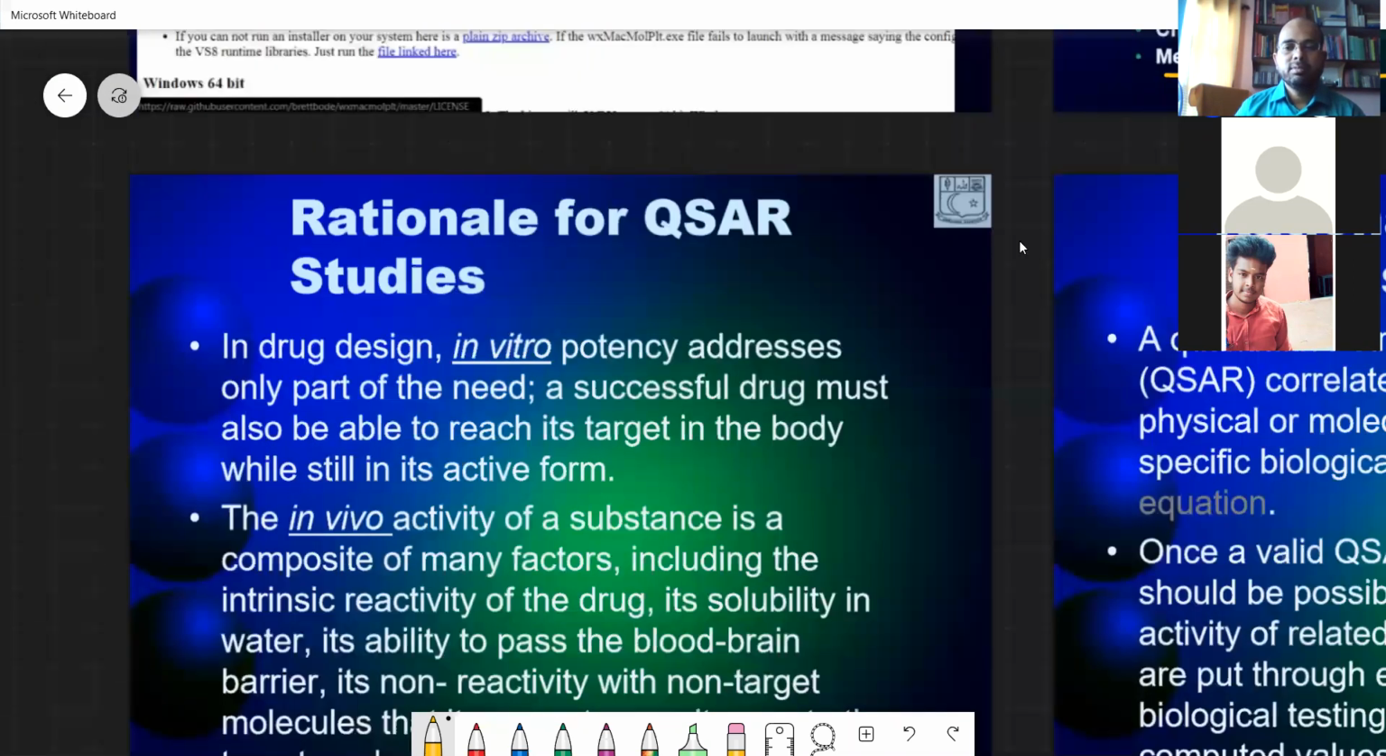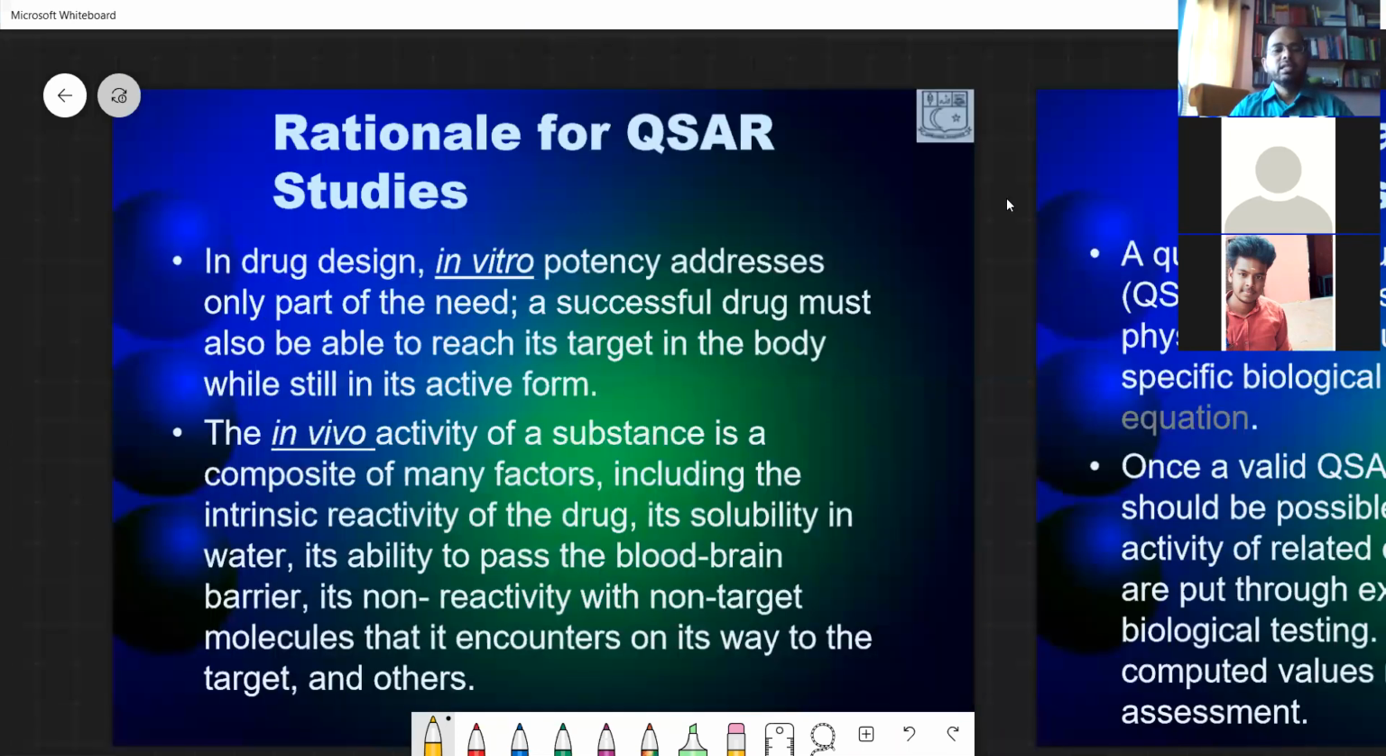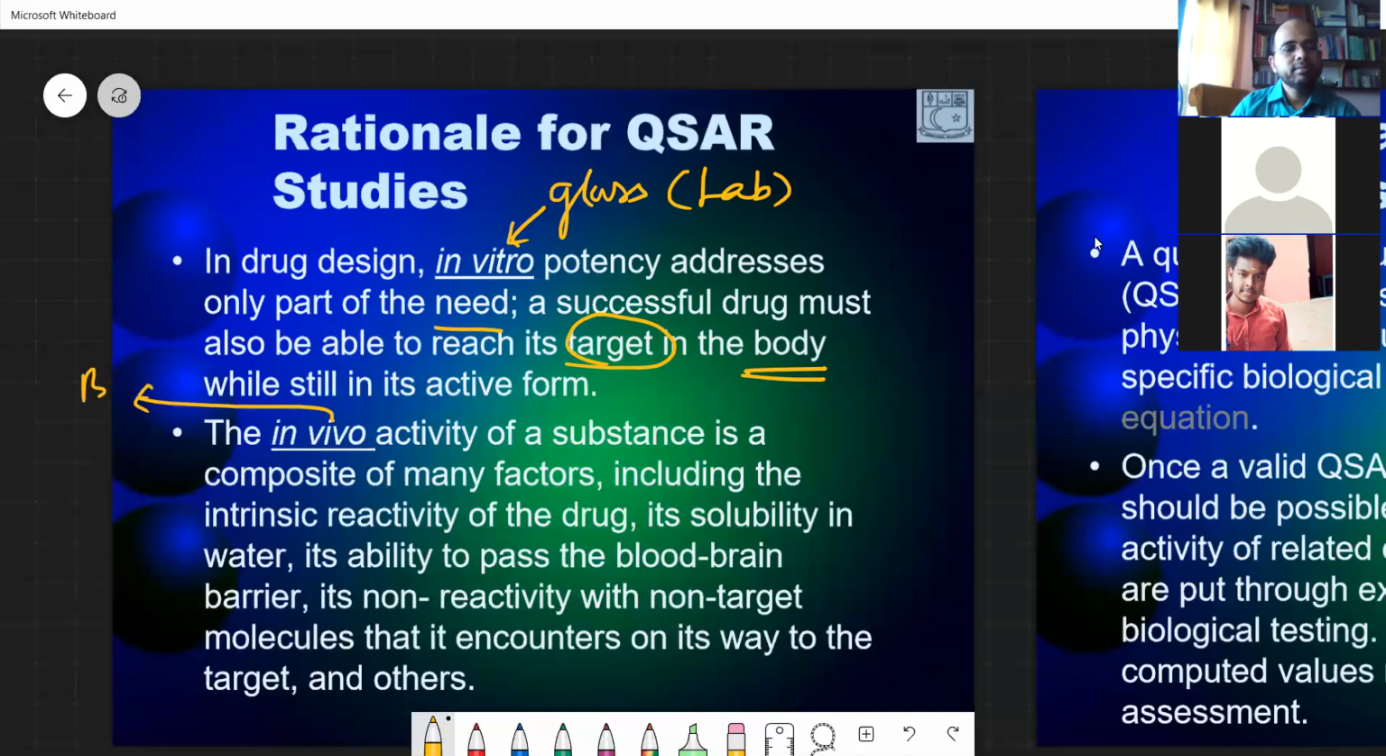Okay, in the last part of this session, you will see the rationale, the reason for QSAR. In drug design, in vitro means glass, which means lab. Potency addresses only part of the need. A successful drug must also be able to reach its target in the body while still active. In vivo means the body.